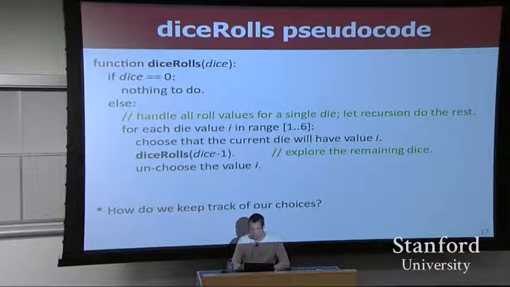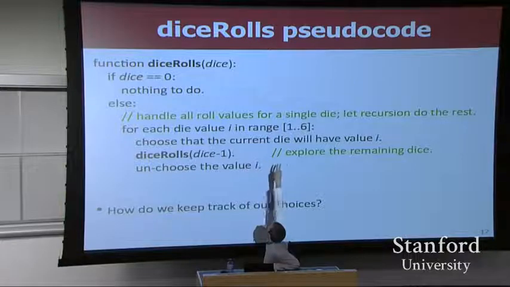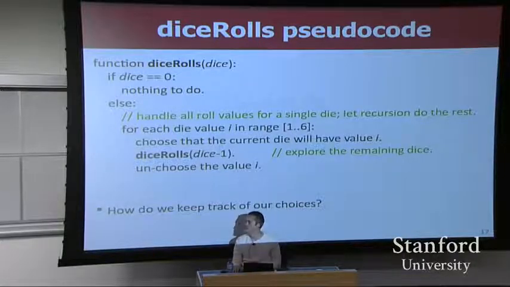OK, let's do it. So here's kind of a pseudocode of what we want to do. If there's no dice left to roll, we're done. Otherwise, for each value in 1 to 6, we'll try choosing that to be the next die value. We'll explore what could follow, and then we'll undo that choice. So how do we keep track of the choices that we made?